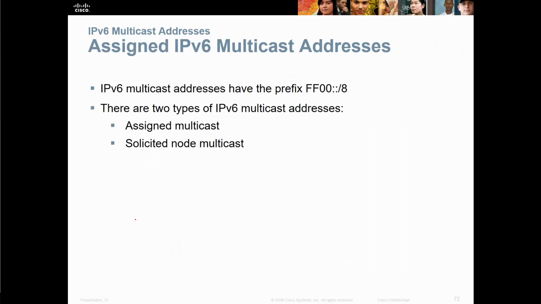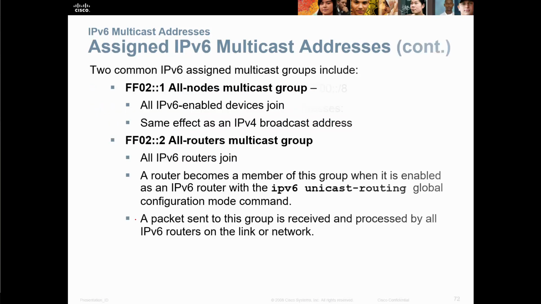So let's look at assigning IPv6 multicast addresses. Those are not FE80s, those are FF00::/8 addresses. So FF02, those are going to be a multicast address. FF02::2, again, that's going to be an all-router multicast group, assuming that we have our IPv6 unicast routing turned on.